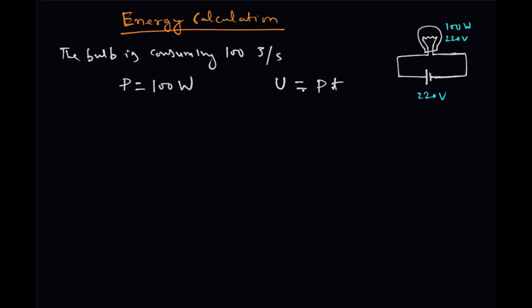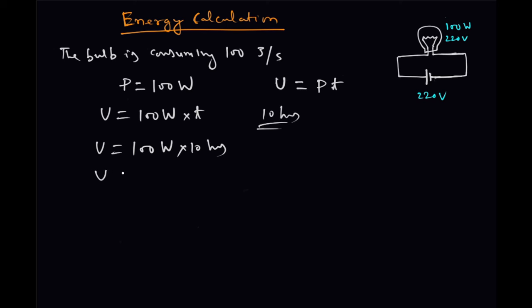So how can we get the energy? That is equal to power, 100 watt here, into T. Suppose this bulb is kept on for 10 hours, just like the previous case. So energy consumed will be 100 watt into 10 hours. So you get energy equal to 100 into 10, that is equal to 1000 watt hour. This is the new unit of energy. This is used by the utilities also.